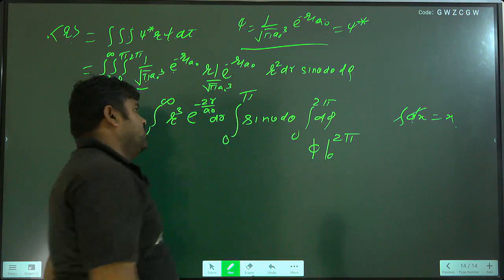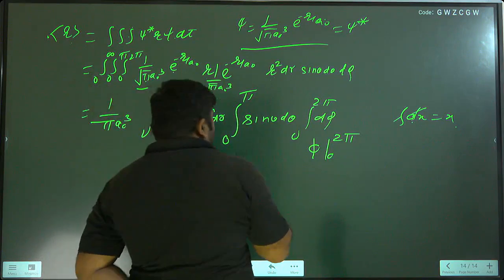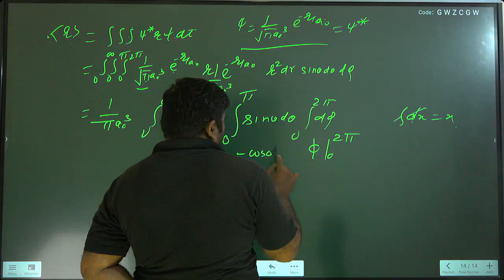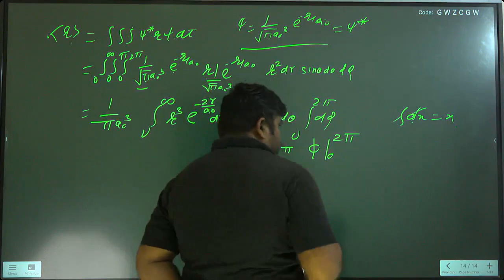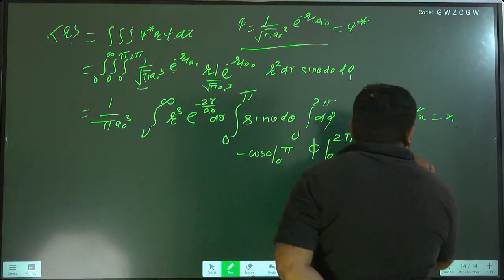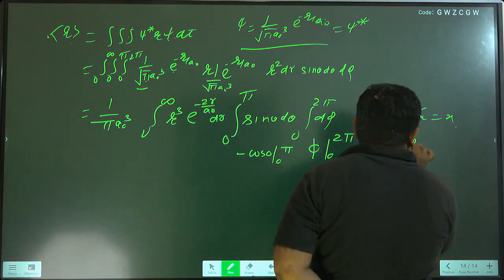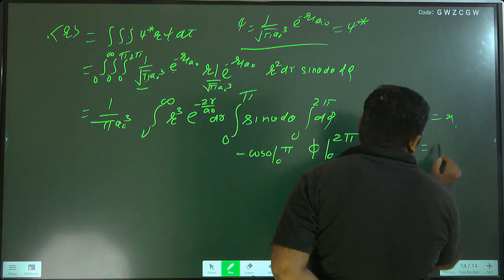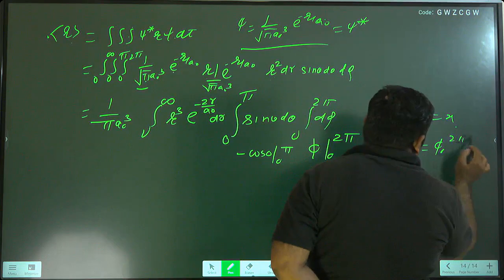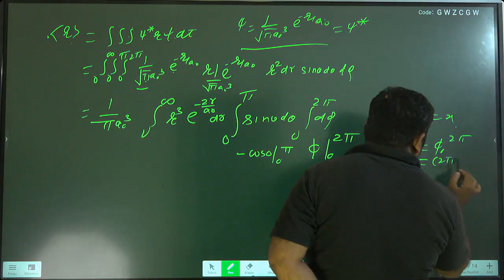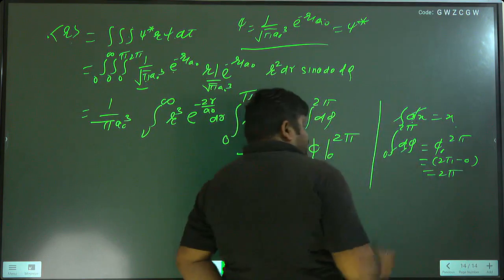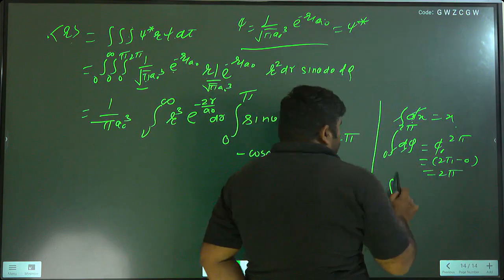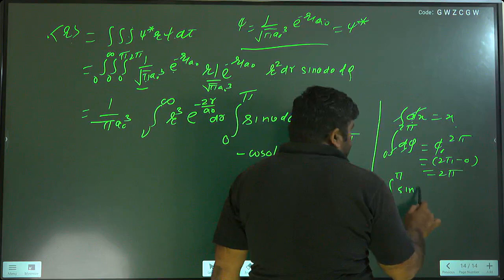Second one, sin theta integration. Sin theta integration is minus cos theta, lower limit 0, higher limit pi. So solve. Yes, d phi integration 0 to 2 pi. Direct integration gets cancelled, giving phi from 0 to 2 pi. That means higher value 2 pi, lower value 0. 2 pi minus 0 is 2 pi. Clear?